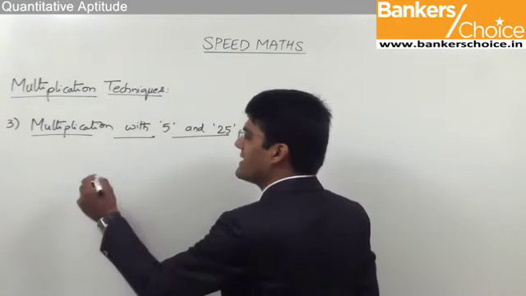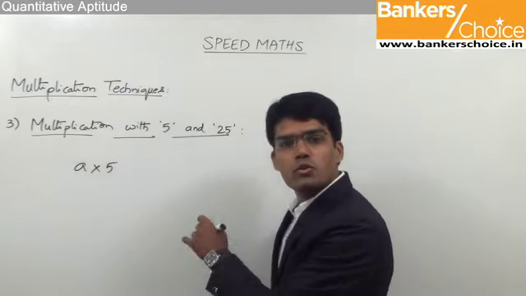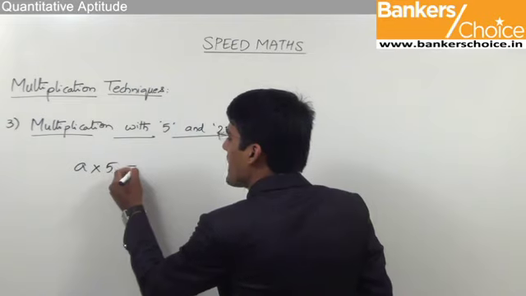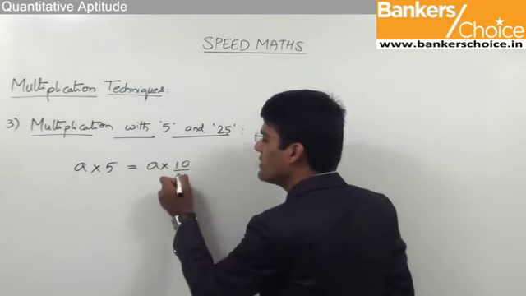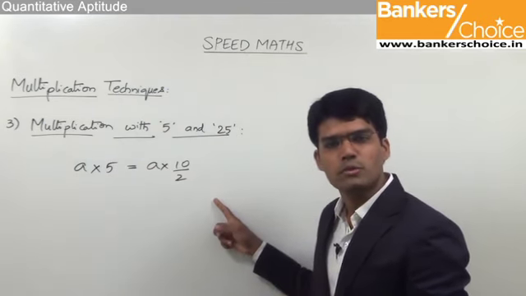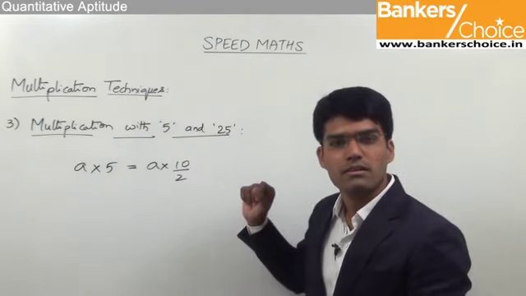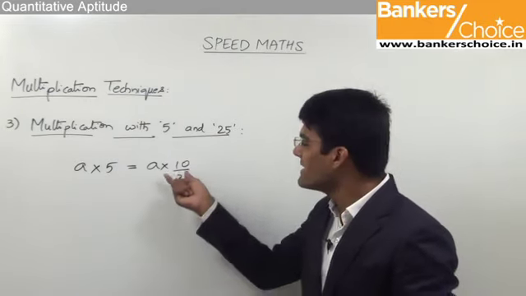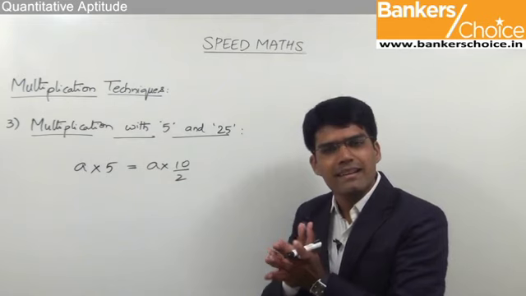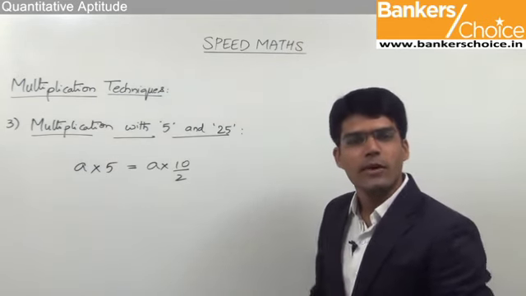Let us assume that there is a number a which has to be multiplied with 5. A into 5. Now this 5 here can be taken as 10 by 2. 5 here is nothing but 10 by 2. So the point here is we are changing the way we look at the number. 5 is not 5 for us. It is equal to 10 by 2. So that's again like splitting the given number. We are breaking 5 as 10 divided by 2.